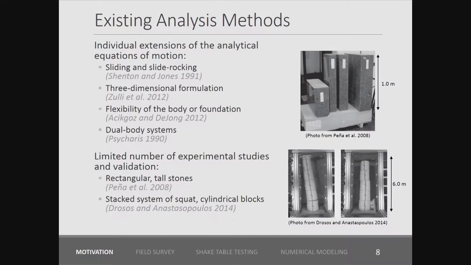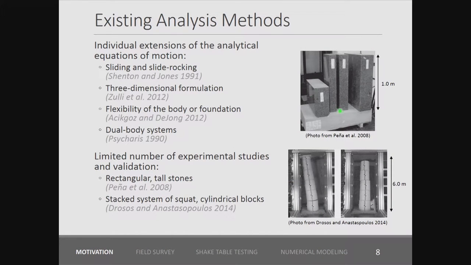While these extensions are critical to understanding the impact of these individual variations, each one is not only cumbersome, but not cumulative. Realistic structures would require models that are able to account for each of these individual extensions. Furthermore, these analytical models have not been validated with respect to a substantial experimental database. Two of the foremost studies are highlighted on the right-hand side, including systems of tall rectangular stones, as well as a series of squat cylindrical blocks in a stacked formation.